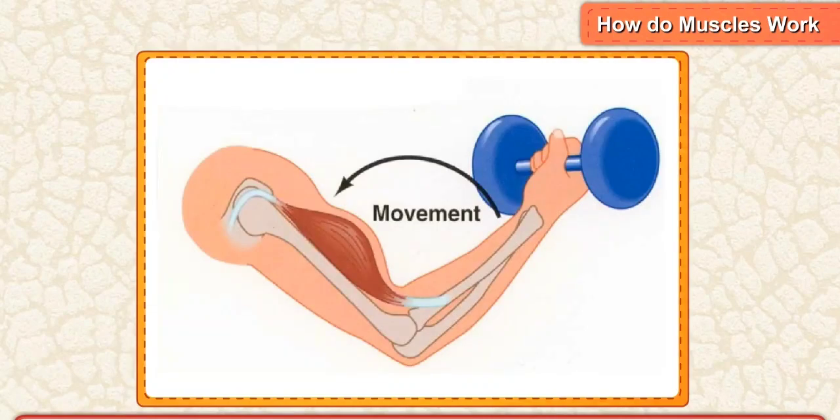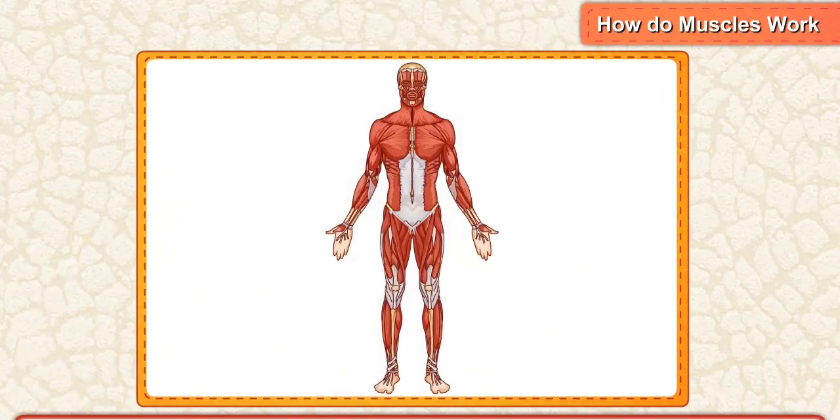How do muscles work? Muscles have the ability to contract and relax. When a muscle contracts, it shortens and thickens. When a muscle relaxes, it returns to its original size. The contraction and relaxation of muscles help in producing movement by pulling the bones. These movements help in walking, bending, jumping, etc.